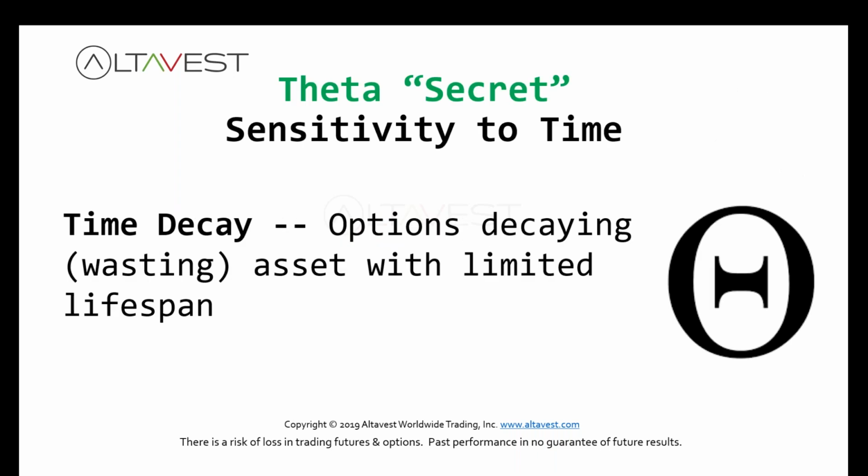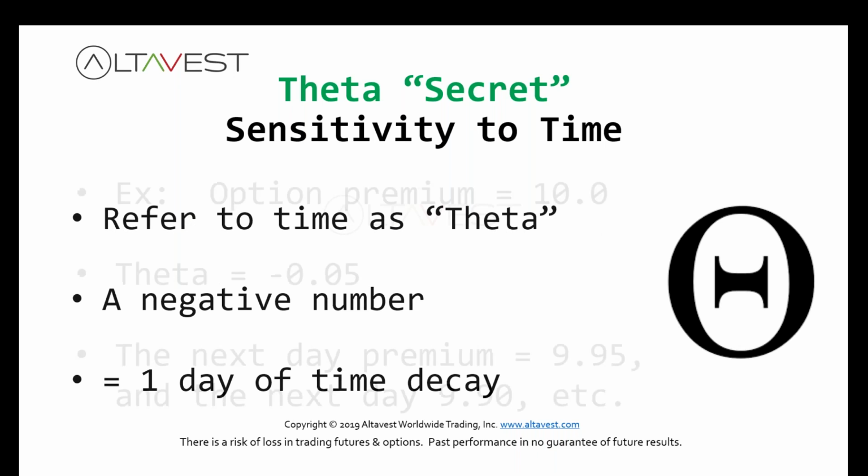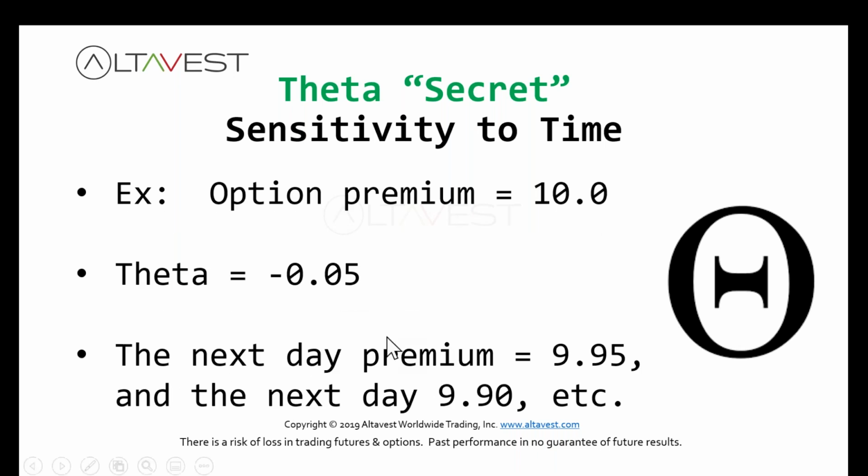Now, there's also theta, and that's sensitivity to time. Remember, options are a wasting or decaying asset. They have limited lifespan. So theta is a negative number that equals 1 day of time decay. So if your option's at 10 points and theta is negative 0.05, then the next day the premium would slump to 9.95, and then after that 9.90, and so on and so forth based on just theta decay alone.